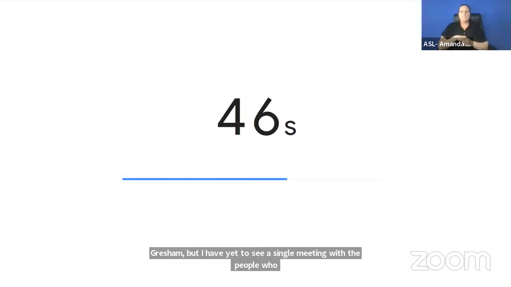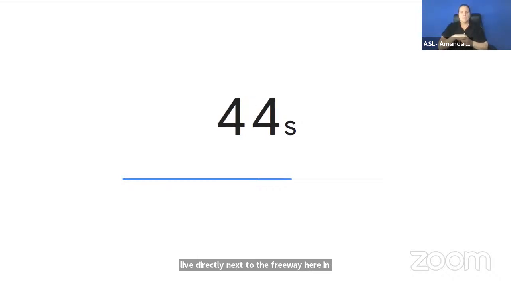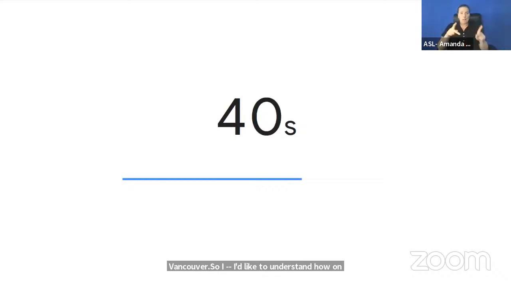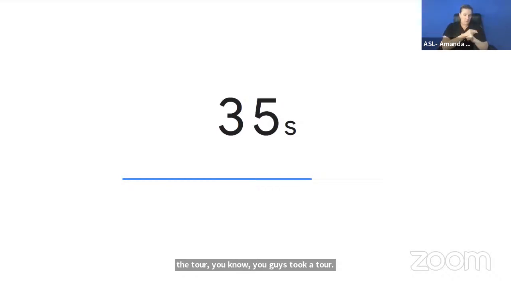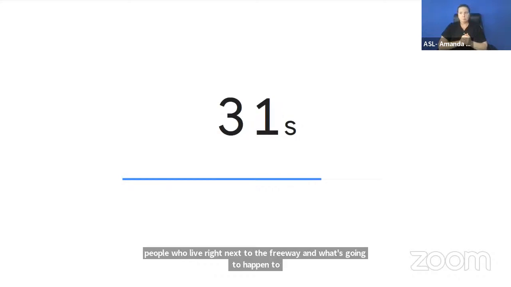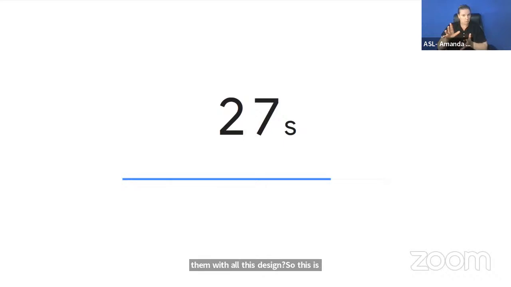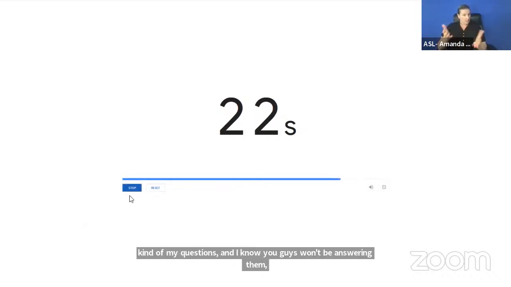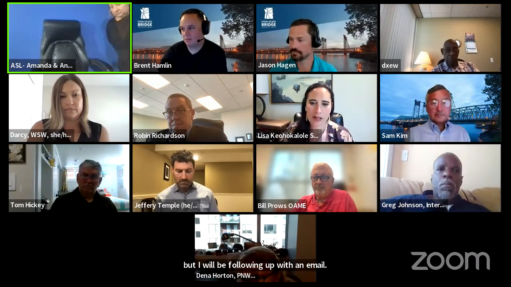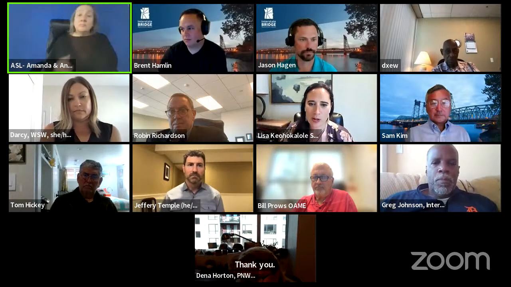So I like to understand how on the tour, you know, you guys took a tour. Did anybody kind of wonder about the people who live right next to the freeway and what's going to happen to them with all of this design? So this is kind of my questions, and I know you guys won't be answering them, but I will be following up with an email. Thank you, Karen. Appreciate that email so that we can follow up and answer your questions.